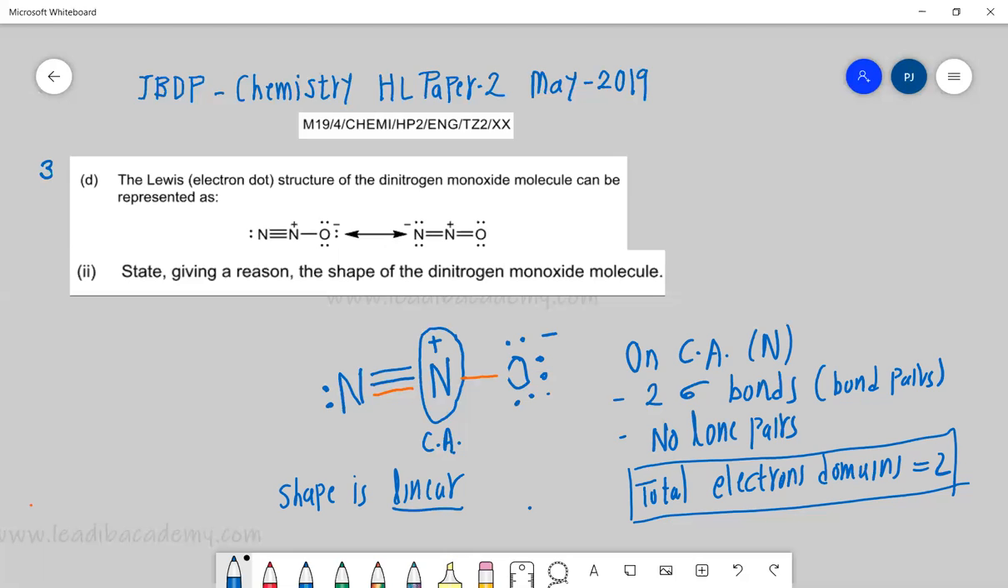Okay, very straightforward. Find out the electron domains. Electron domains are nothing but the bond pairs plus the lone pairs. In case of this, lone pair is 0. Okay, there is no lone pair at all. As a matter of fact, it's electron deficient. So the total number of electron domains is 2. So the shape is linear. Simple. Okay.